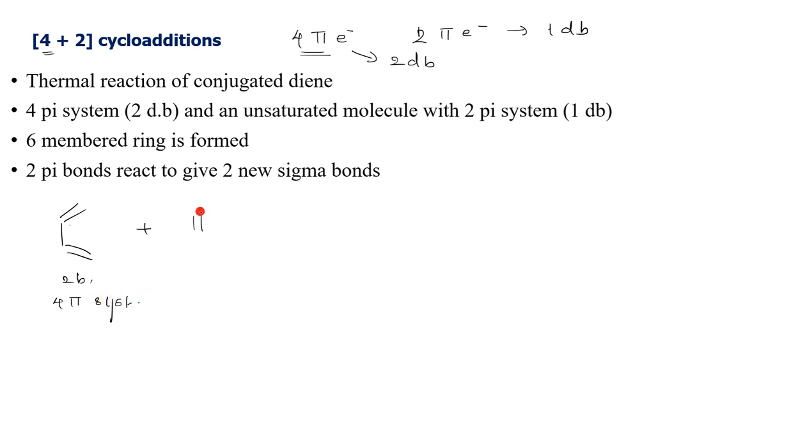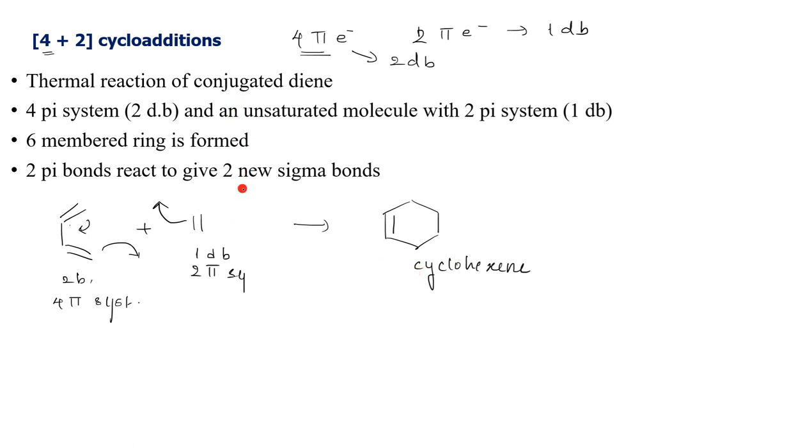4 plus 2, that means this. So this is your 2 pi system, right? This is your one double bond. So this type of reaction takes place. And now if you join this, I'll show you the mechanism in the next slide. If you look at the shifting of the bonds, this is a cyclohexene ring that you get. Cyclohexene ring. Yes or no? This is a cyclohexene ring.